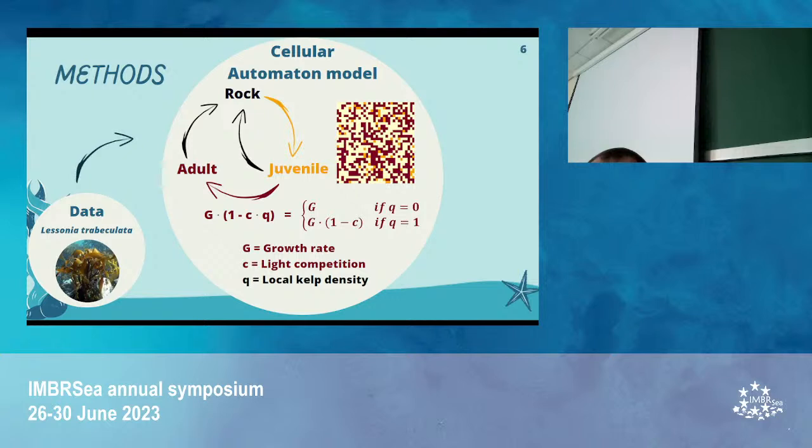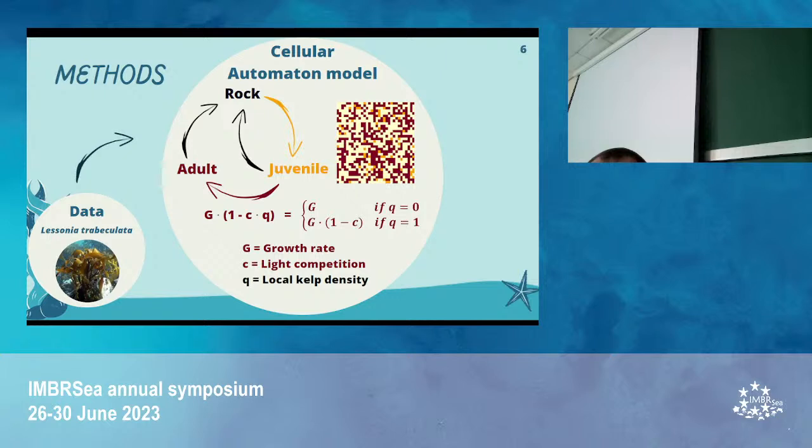We also implemented the shading, the light competition between plants. So it means, for example, a juvenile that would be in the middle of the forest wouldn't receive as much light as a juvenile that would be outside the forest because of the surrounding adult kelps. So the light competition is directly related to the local kelp density.